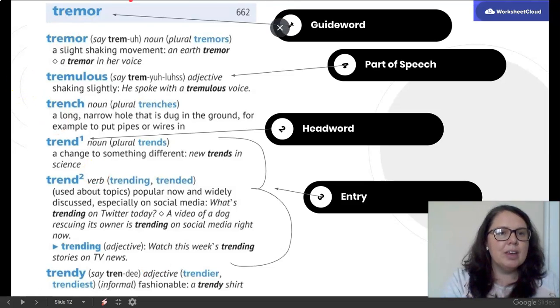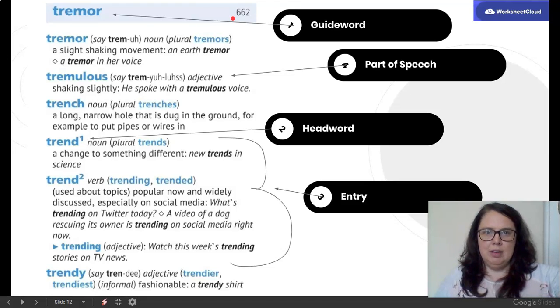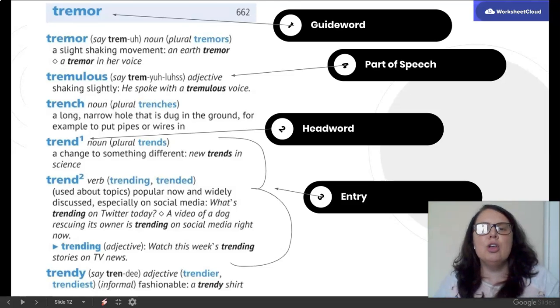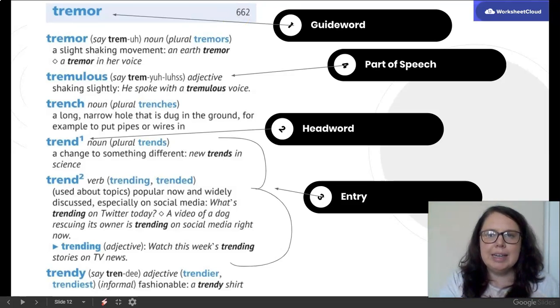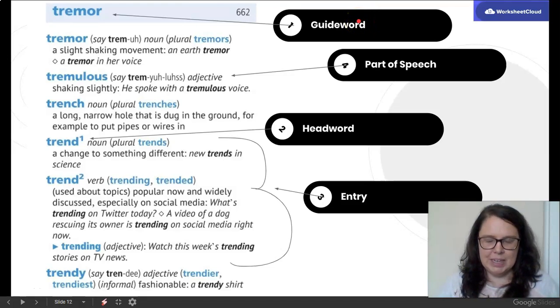Okay, so this very first word right at the top, "tremor." This is called a guide word. And this is to show you that the first word on the page is "tremor," so TR. So you know that everything you're looking for will be TR-something on that page. So it's a guide word. It guides you to where you are alphabetically.